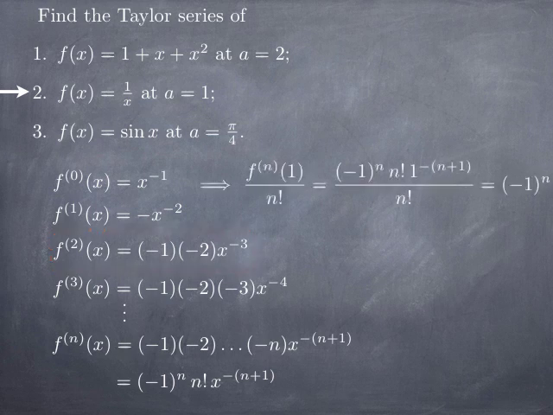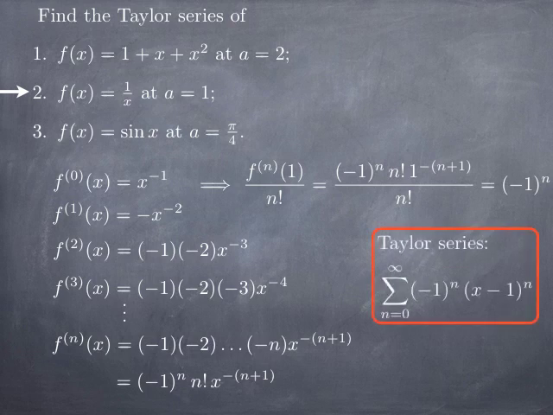So now, to find the nth coefficient in the Taylor series centered at 1, we just plug x equal 1 in the nth derivative and divide by n factorial, and that's the nth coefficient. So we get negative 1 to the n, n factorial, 1 to the negative n plus 1, divided by n factorial. The n factorial cancels out, a power of 1 is always 1, and so we end up with negative 1 to the n as the nth coefficient. In other words, the Taylor series is simply the series from 0 to infinity of negative 1 to the n, x minus 1 to the n.